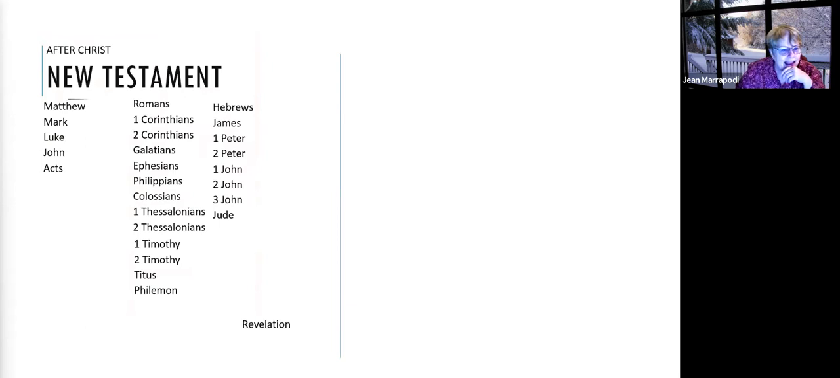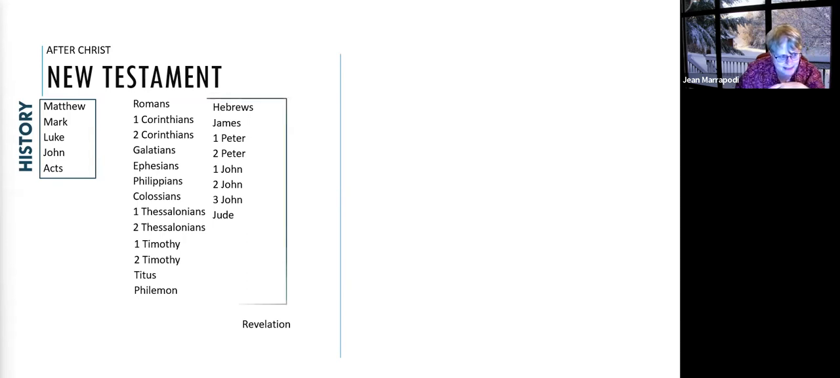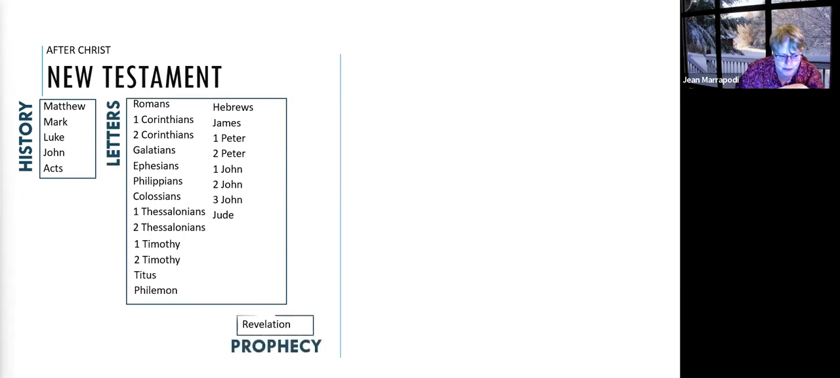We basically have a section of history, which is the four Gospels, Matthew, Mark, Luke, and John, which are about Jesus, and the book of Acts, which is the building of the church. Then the rest of the New Testament is all a bunch of letters sent to the churches. And then at the end, we have Revelation, which is prophecy. It's also a letter, but it primarily is prophecy. And this is one way to divide the New Testament.